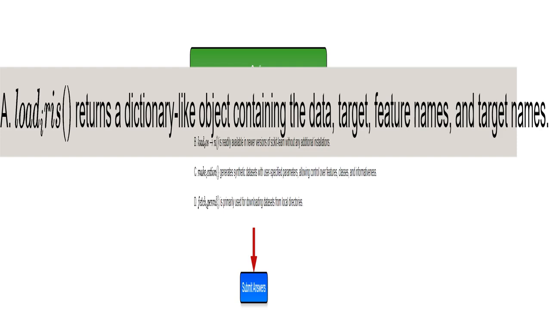This statement is true. The load_iris function, when called, gives you a container, much like a dictionary, that holds everything you need for the iris dataset: the actual data points, what the data points represent, the target, names for each feature, like sepal length, and names for the target. It's all neatly organized.